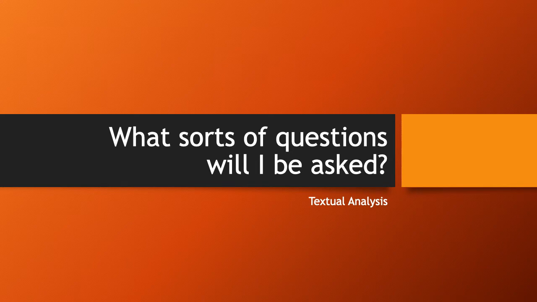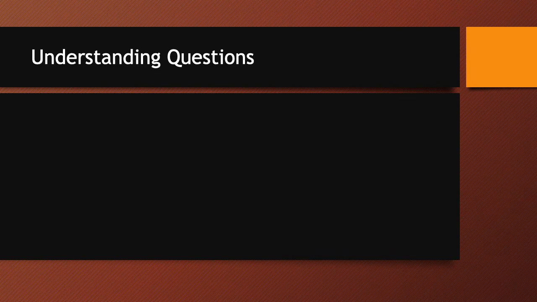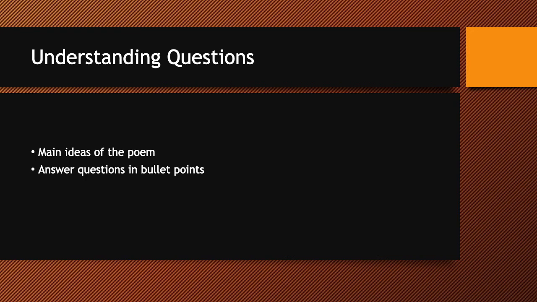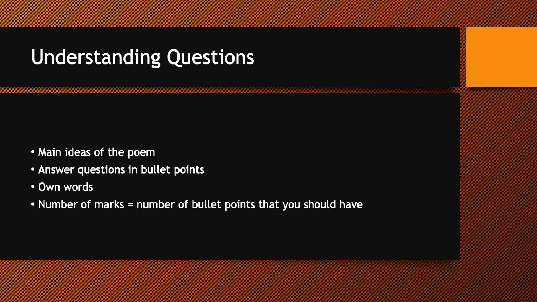So you might be thinking, what sorts of questions am I going to be asked during a textual analysis assessment? Well, you're going to be asked understanding questions, as we know. So these questions test your knowledge of the main ideas of the poem and how well you've understood them. Usually you can answer these questions in bullet points to save yourself time. Normally we want you to answer them in your own words, which is something you'll have been practicing in class. And a good rule of thumb is that the number of marks for the question usually tells you how many bullet point answers you should have. So 3 marks, 3 bullet points, 4 marks, 4 bullet points, and so on.